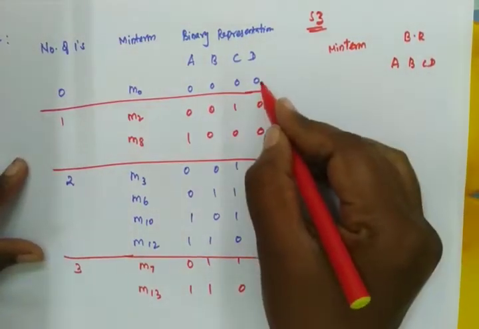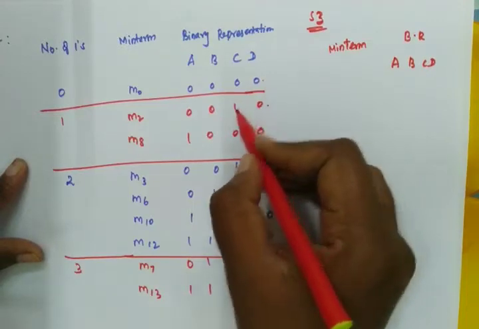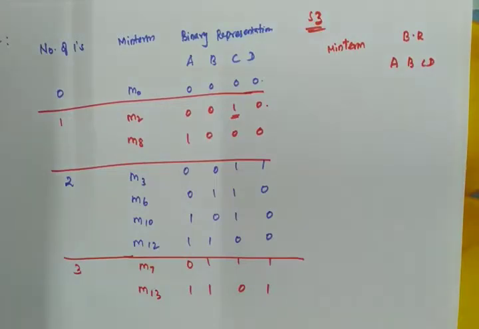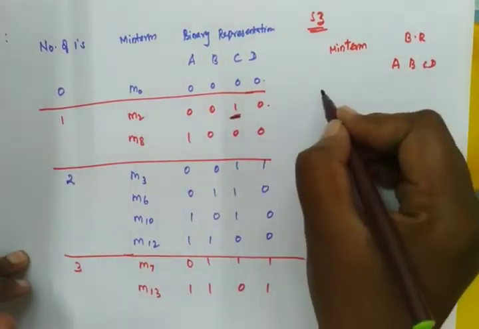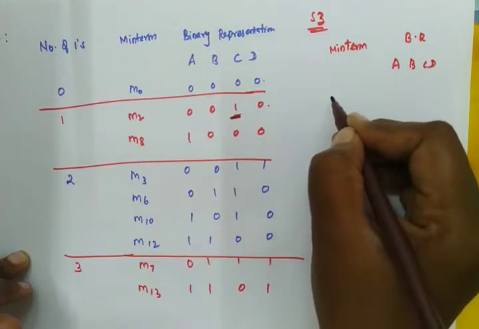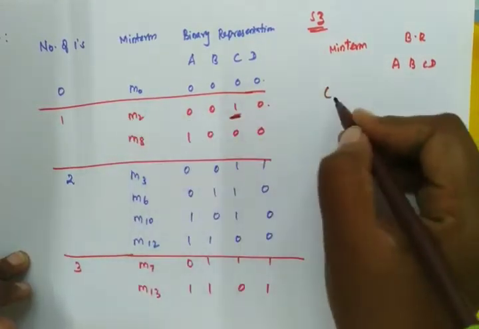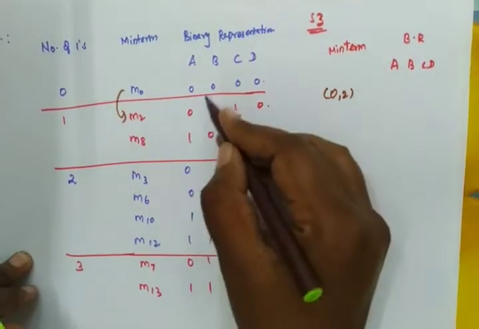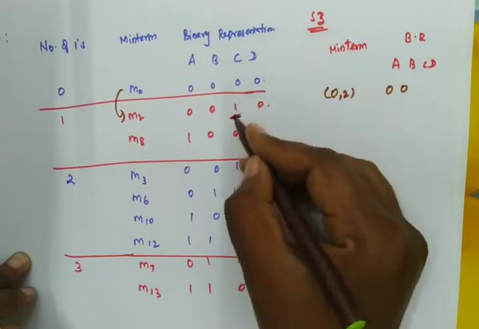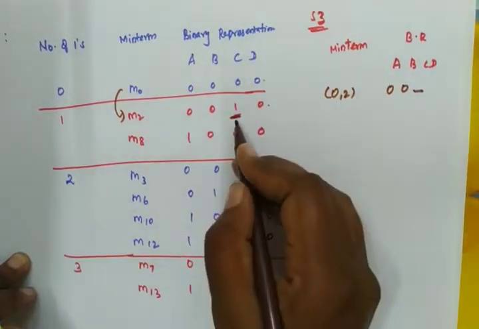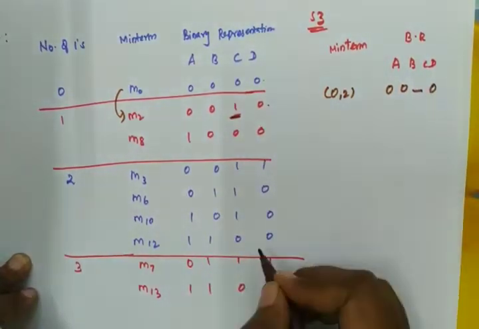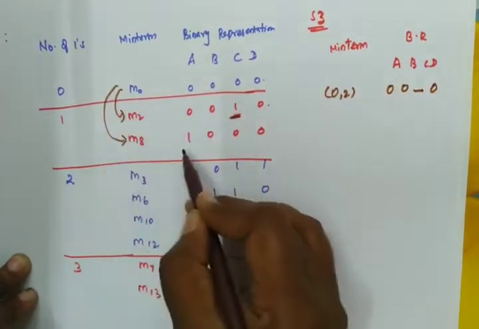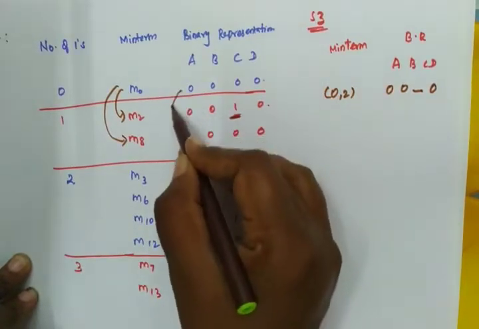Now compare M0 and M2. We have only a 1 bit change, in the place of C, isn't it? Now write this binary representation, that is compare 0 and 2. If you compare 0 and 2, we get 0, 0 common, 0, 0, but here 0 is changed to 1. So there we have to represent a dash, and here we have 0. Then compare 0 with 8. If you compare 0 with 8, here 0 is changed to 1.